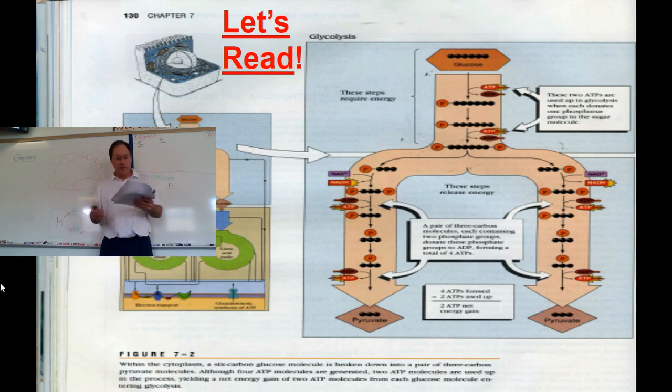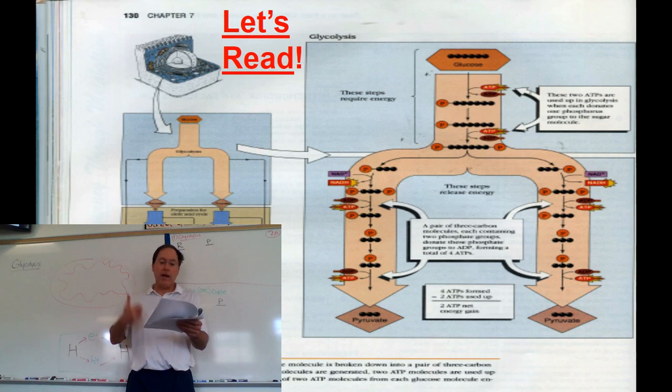So I would have someone in the class do this, but let's read at the bottom. Figure 7-2. It says, within the cytoplasm, a 6-carbon glucose molecule is broken down into a pair of 3-carbon pyruvate molecules. Although 4 ATP molecules are generated, 2 ATP molecules are used up in the process, yielding a net energy gain of 2 ATP molecules from each glucose molecule entering glycolysis.